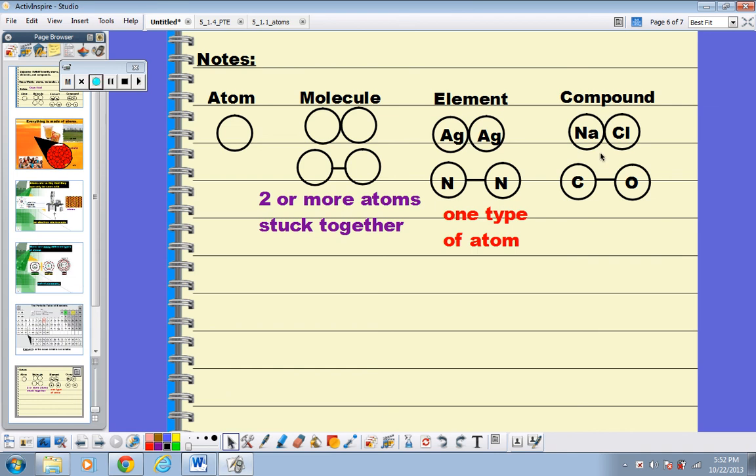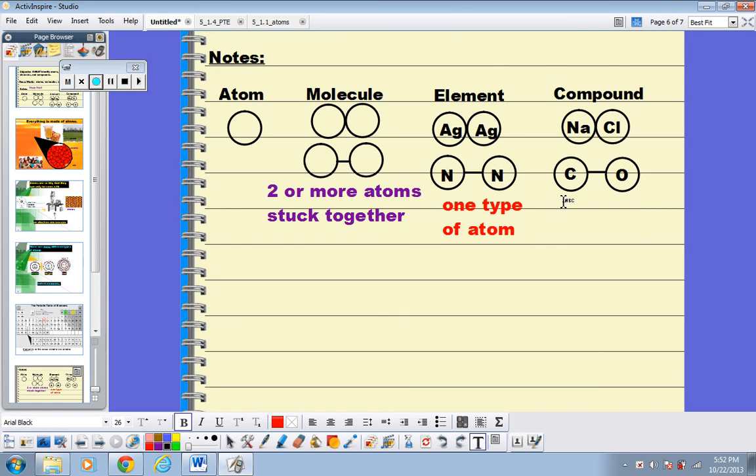And lastly, the last thing we have is a compound. So when 2 or more different types of atoms stick together, that's when we get a compound. So they have to be different kinds of atoms. Different. So 2 or more different atoms stuck together.